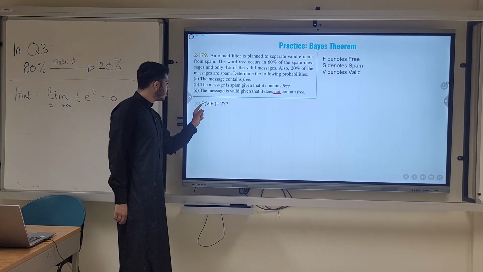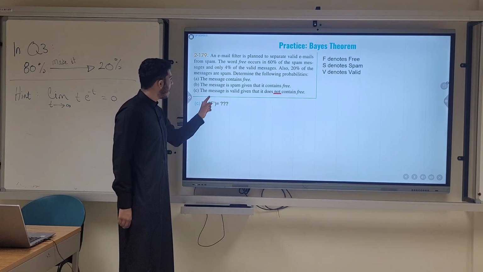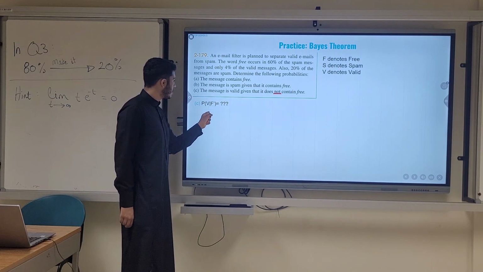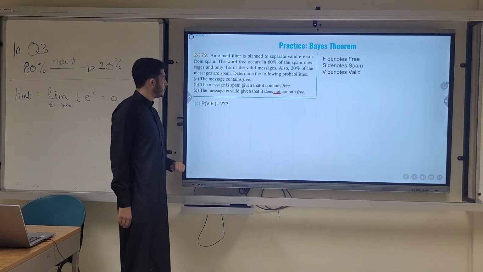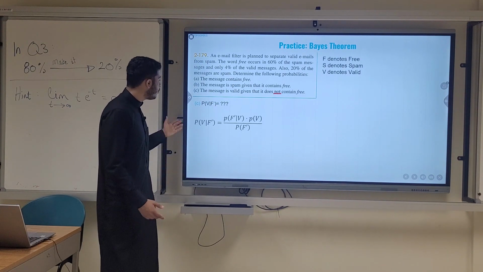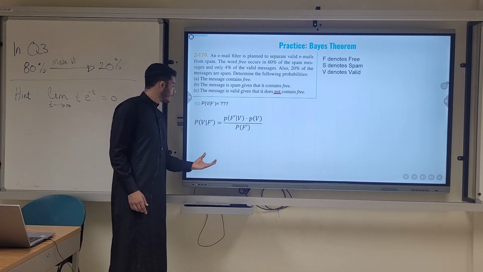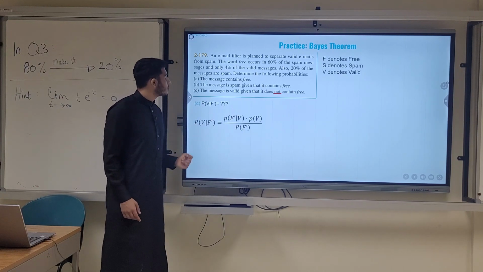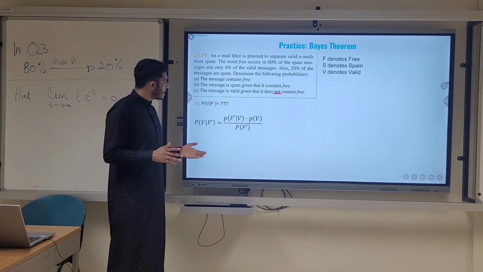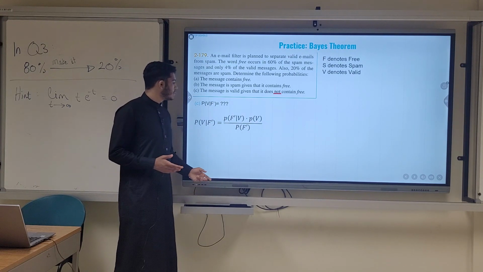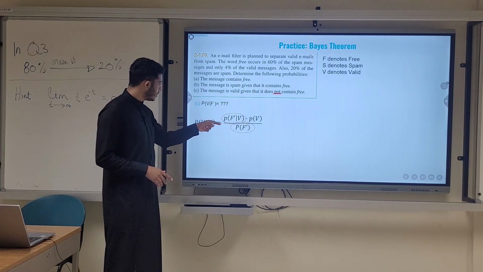So the probability of V, which is a message being valid here, given, this is the given, that it does not contain free, which is F prime. So how can we find it? We implement the formula also. If we implement the formula, we're going to get something that looks like this. Well, here is a problem. We only have one of the variables that we need. The rest of the two, these two, we don't have them.